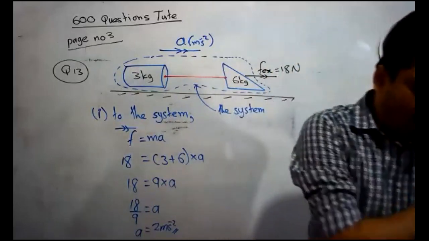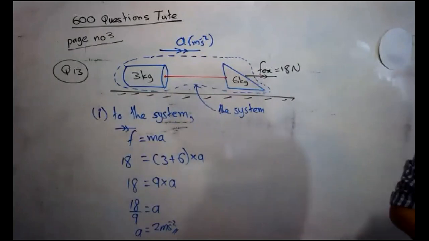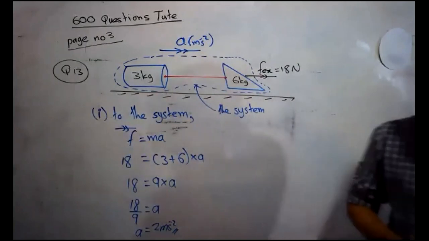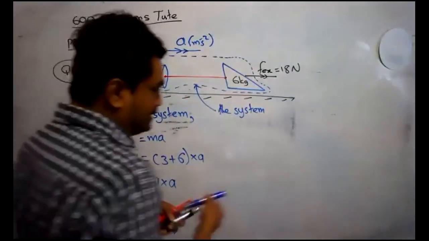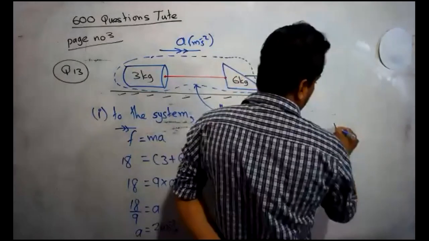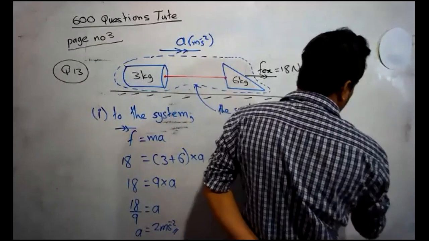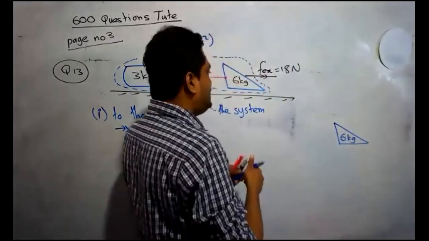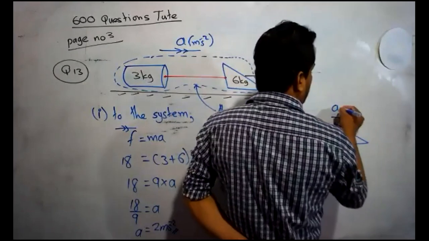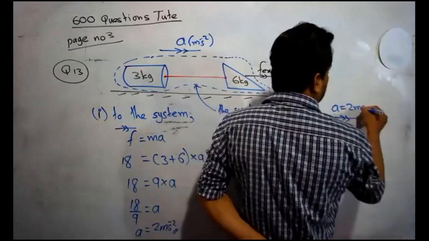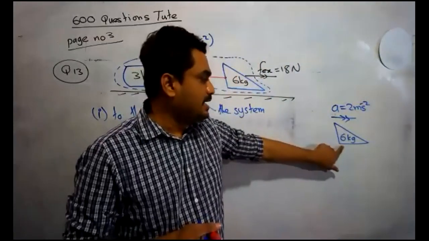Right. Look at the board carefully. Do not write anything. Look at the board very, very carefully. Now, if we consider this 6 kg object, why is it moving to the right-hand side with an acceleration of 2 meter per square second? Somebody unmute the mic and tell me.